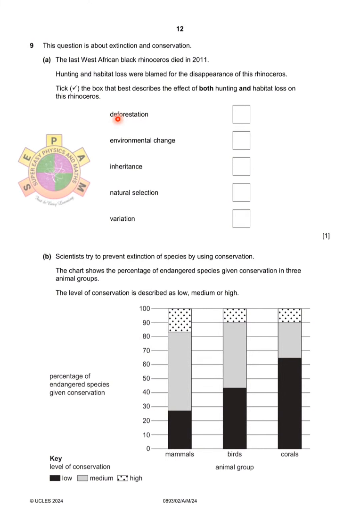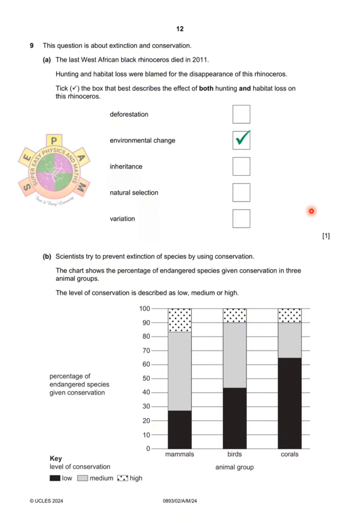So 1, you have deforestation. This habitat loss has already been mentioned. So you have environmental change, then you have inheritance, natural selection, and variation. So it's not deforestation that causes it. Environmental change is a major reason for the extinction of the rhino. Inheritance, no. Natural selection, no. Variation, no. So the point to be taken here is that the major thing responsible is environmental change.